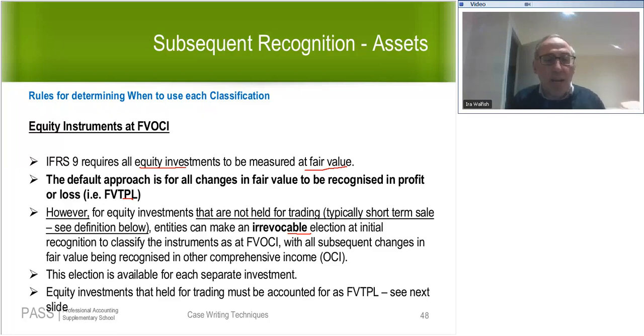However, you cannot make the election to take an asset that is held for trading and use the FVOCI category. Equity instruments that are held for trading have to go into the FVTPL category. Guys, in a nutshell, held for trading means you're dealing with a type of investment that you're buying for the short term with the intention of flipping it.